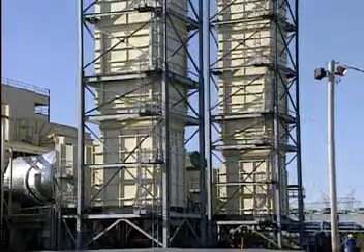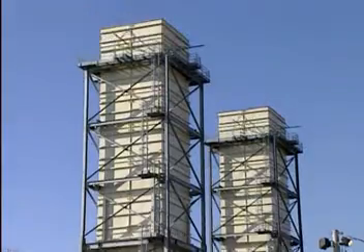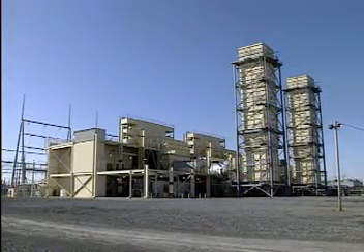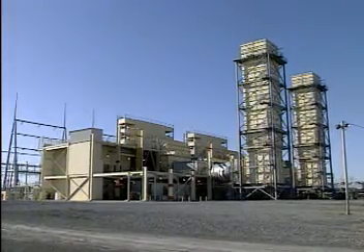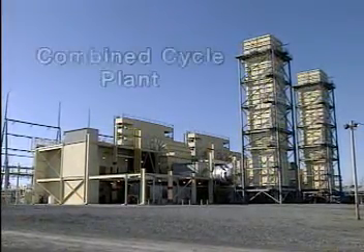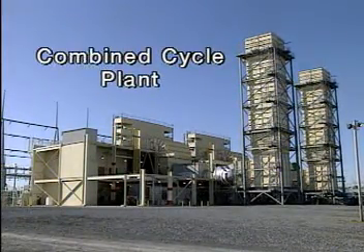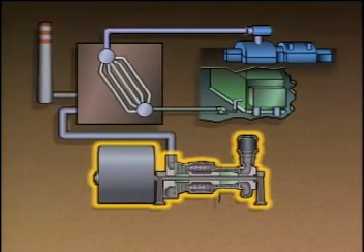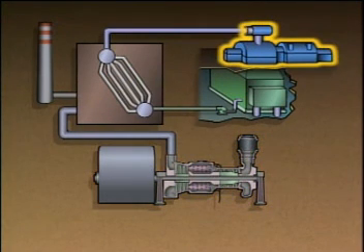The gases that are exhausted from the unit are very hot, and they may still contain a lot of energy. One way that this disadvantage can be overcome is to make the gas turbine unit part of what is called a combined cycle plant. In a combined cycle plant, the exhaust gases from a gas turbine are used to produce steam to drive a steam turbine.